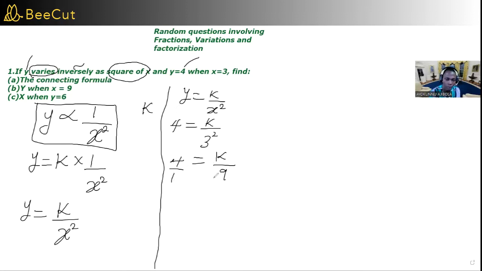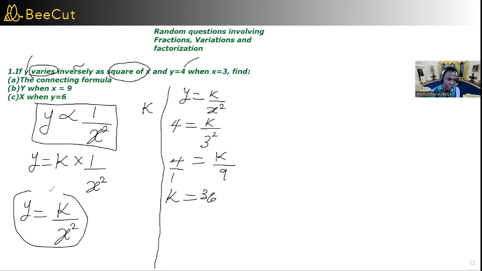You cross multiply. So 1 times K gives me K. Then 4 times 9 gives me what? 4 times 9 gives me 36. Go and know your multiplication table, okay? So it gives me 36. Now, what is my K now? Your K is 36.